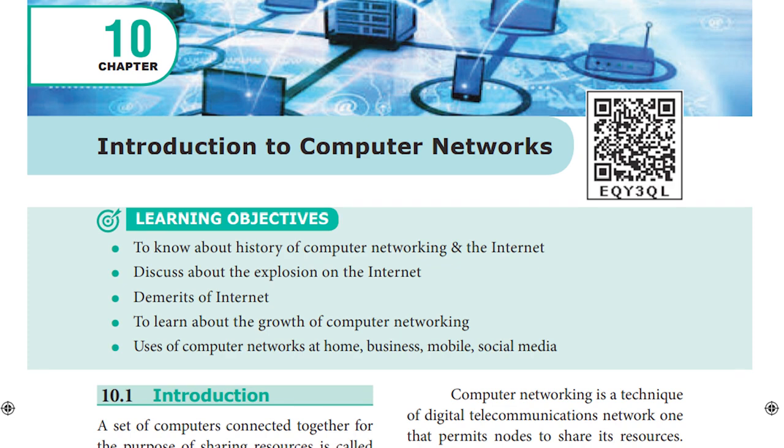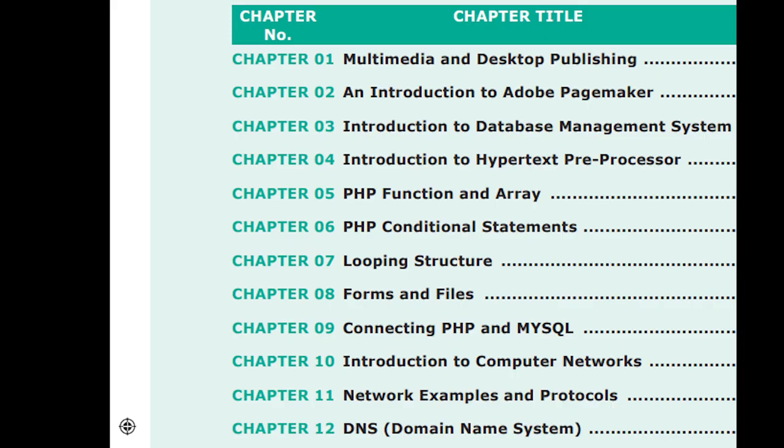Are you clear? So these are the 10 chapters. Yesterday we have seen the first 5 chapters which are here in grade 12 for you. That I'll just recall them once. First one is the multimedia and desktop publishing, right? Multimedia, you know what is multimedia? And in desktop publishing, the second chapter, that is Adobe PageMaker, right?